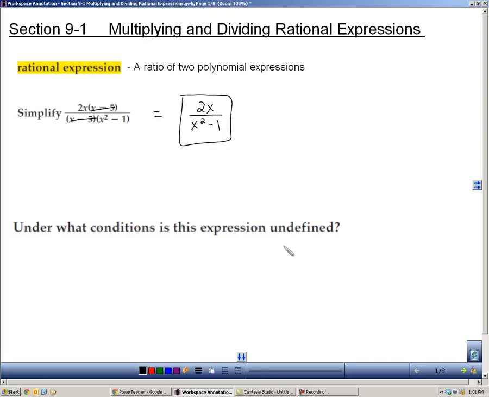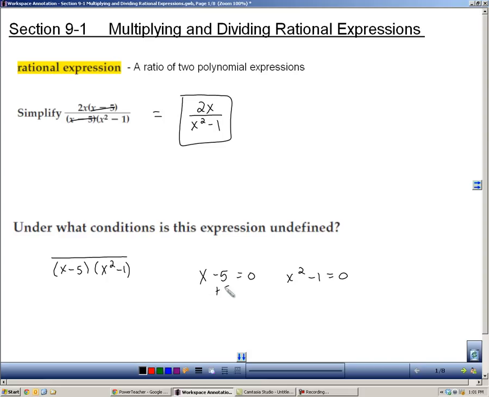Then the second question here says, under what condition is the expression undefined? So we're going to go back to the fraction, and remember you cannot have a 0 on the bottom of a fraction. So all I care about right now is the denominator of this fraction. I don't really care what the numerator is. What I want to find is where the denominator will equal 0. So what I'm going to do is take the denominator and set all the factors equal to 0, and try to find the values that will create zeros in the denominator.